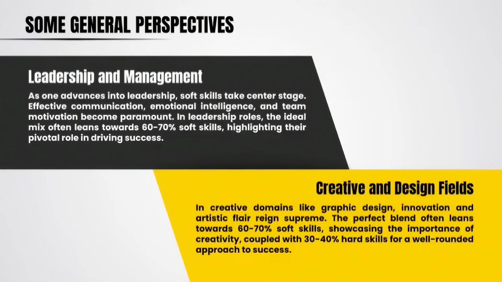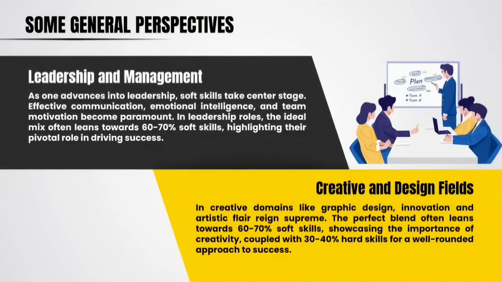Now, going forward, when we are talking about leadership and management, as one advances into leadership, soft skill takes center stage. Effective communication, emotional intelligence, and team motivation become paramount. In a leadership role, the ideal mix often leans towards 60 to 70% soft skills, highlighting their pivotal role in driving success. So you see how this shift is happening?